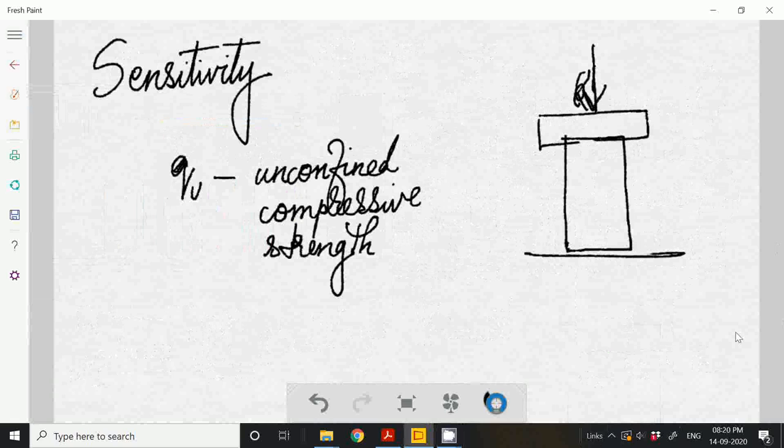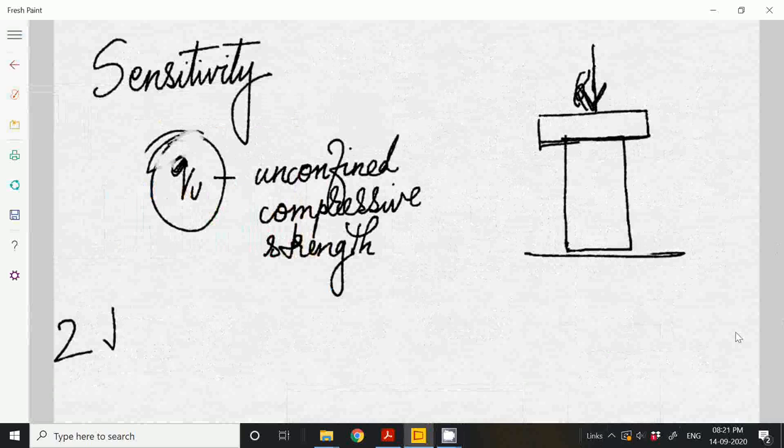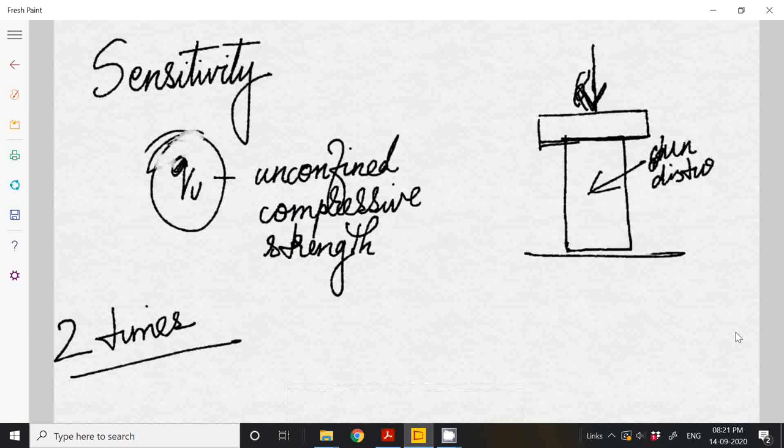So first we do the test. We apply a load in the machine. There is a specific machine for this QU, unconfined compressive strength. For finding out QU, there is a specific machine. Now two times we will be doing the test. One is when the soil is undisturbed, and second is when the soil is remolded. That means the soil is disturbed. So two situations are there. First, the soil will be tested when the soil sample is undisturbed. The soil sample taken from the site is undisturbed.